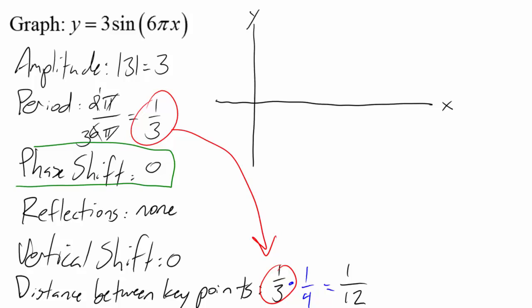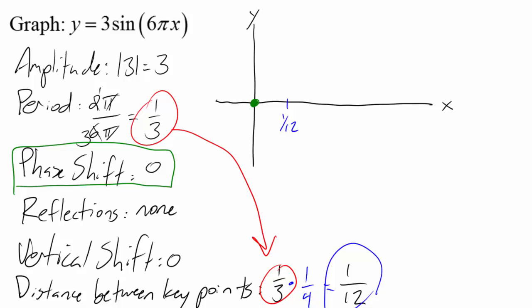Now, since our phase shift is 0, that means we're not moving our typical starting point to the left or to the right. And with sine, that means we will be starting at 0, 0 for our origin. The sine graph typically passes through the origin. Right. Now, next, we're going to come to our next key point, and remember that's going to be pi over 12 units away.